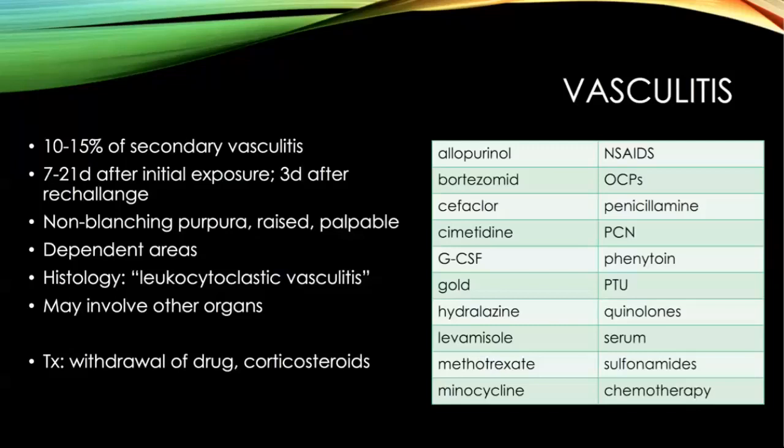Histologically, you will see something called a leukocytoclastic vasculitis, which is where you get fibrin deposition in the vessel walls. The vasculitis can be limited to skin, or it can actually involve other organs as well, such as the kidney or lung. And the treatment is really just withdrawal of the drug as well as corticosteroids. So a lot of overlap here in terms of the drugs that can cause vasculitis versus the other drug skin reactions like TEN and SJS.